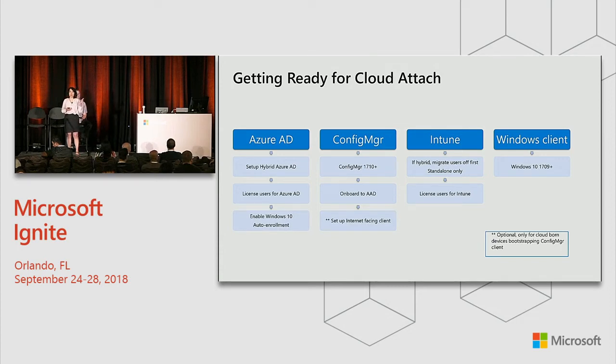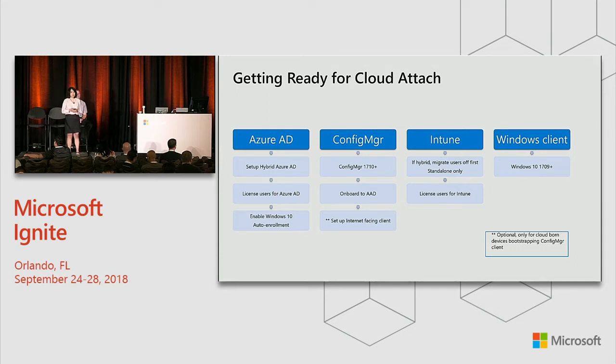As you can see from the previous slide, you go through this process of getting your devices attached to the Intune cloud. There are a few key elements that you need to get ready. The first one is Azure AD: you need to get your existing ConfigMgr managed devices to be hybrid AAD joined. So you get that set up, you get your AD to sync to AAD and all that. You also need to license your users with Azure AD, and it needs an Azure AD Premium license. And you enable Windows 10 auto enrollment. So that's what you need to do on the Azure AD side.